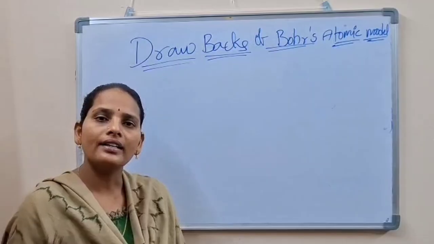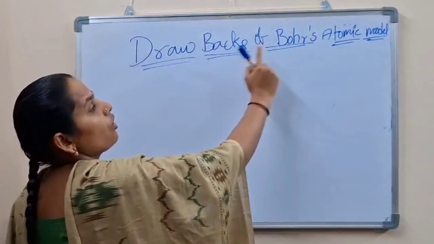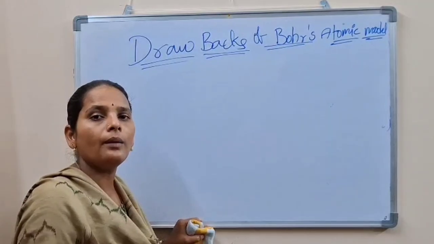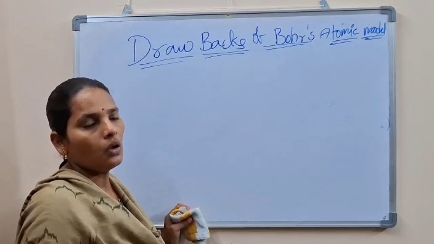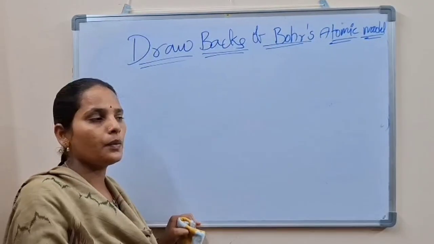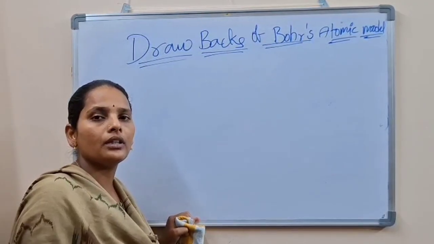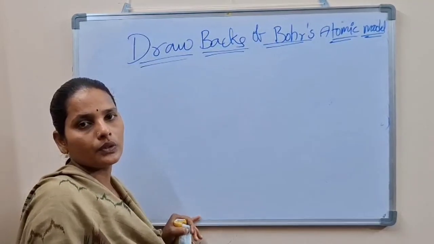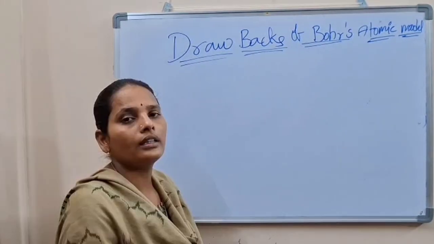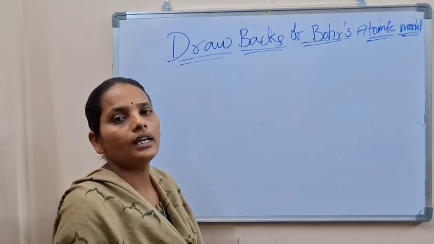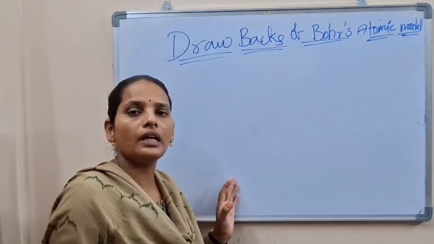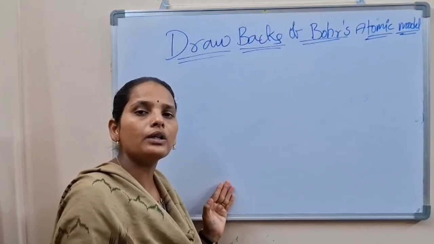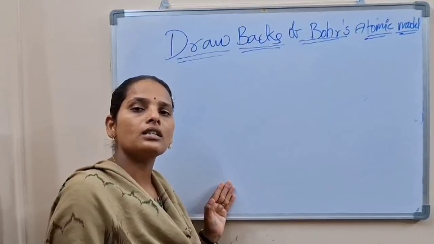In this class, we are discussing the drawbacks, or limitations, of Bohr's atomic model. What did he tell in his postulates? He is postulating about the hydrogen atom, which has electromagnetic radiation producing the spectral lines. In this theory also there are some drawbacks. Bohr was explaining only the hydrogen atom and hydrogen-like atoms.